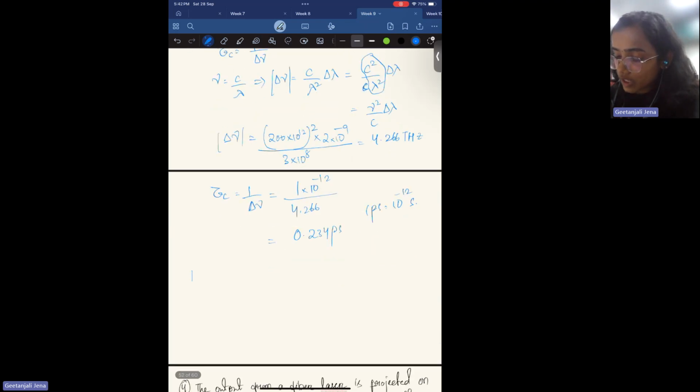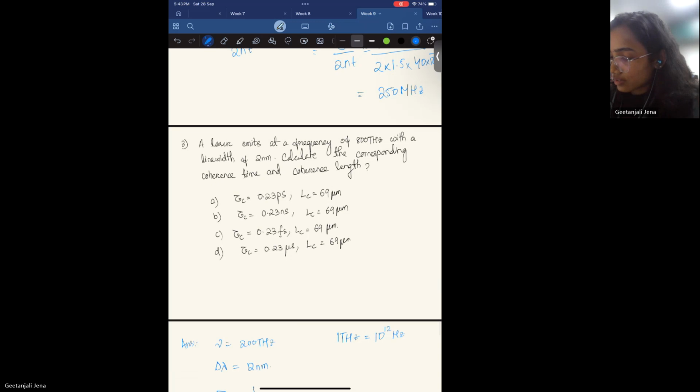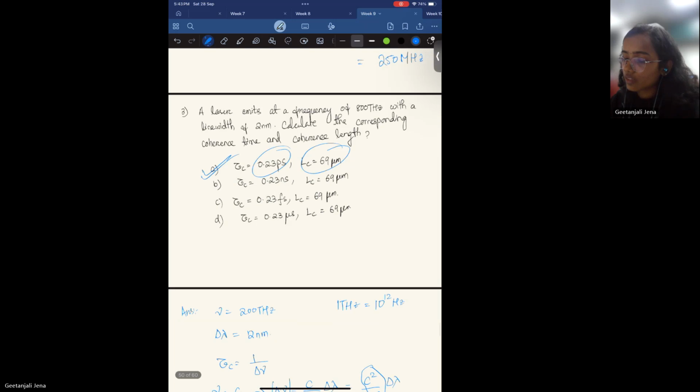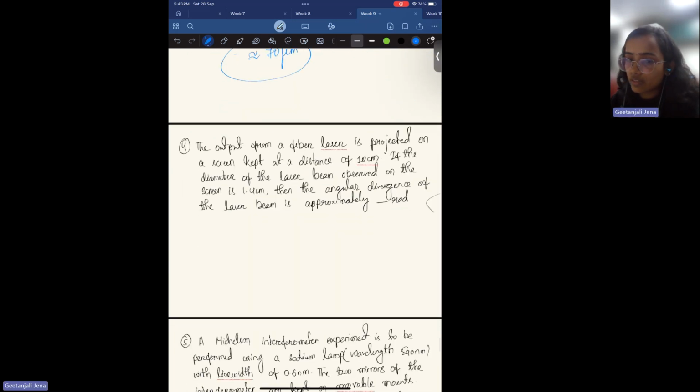For coherence length, what we have is c times tau_c. c we already know is 3 into 10 to the power 8 meter per second. Tau_c is 0.234 into 10 to the power minus 12. That means it will come around 70 micrometer. So this is the tau_c we got and this is the L_c we got. So let us see the answer. The answer is tau_c is 0.23 picosecond and L_c is 69 micrometer. Now let us see our next problem.